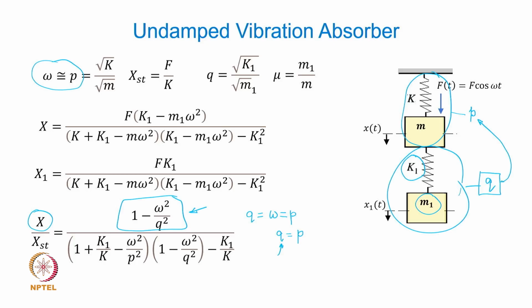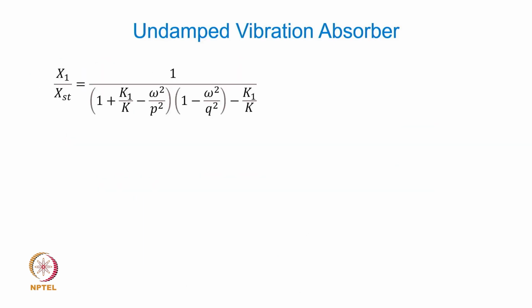Ensuring this q is equal to p is nothing but tuning the vibration absorber so that the parent system vibration amplitude capital X is equal to 0. Now, what happens to the second mass? We have discussed that capital X, the response of the parent system, is brought to 0. What happens to the second mass, that is the absorber mass?